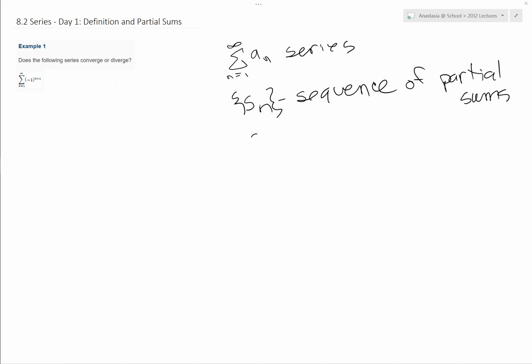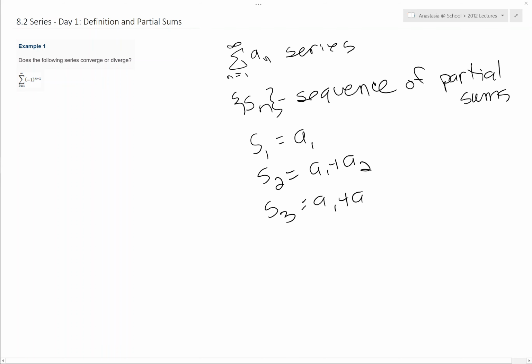So we have s sub 1 is just equal to a sub 1, s sub 2 is equal to a sub 1 plus a sub 2, s sub 3 is a sub 1 plus a sub 2 plus a sub 3. So we're taking partial sums of our series, adding those values up, and those are the values that we're getting for the sequence of partial sums.